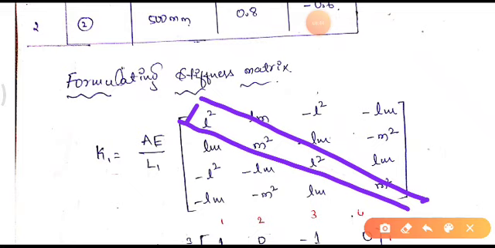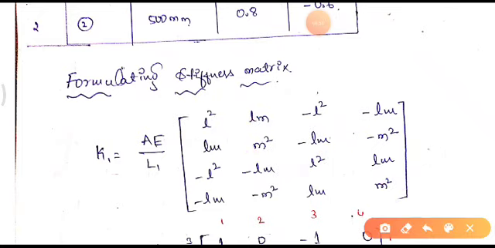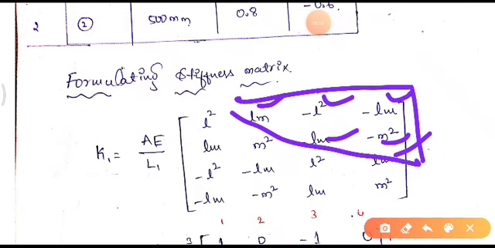See here, L square, Lm, minus L square, minus Lm. Once you remember this, the next step is to remember Lm, M square, minus Lm, minus M square. Next we have L square, Lm, and M square. If you remember the upper diagonal elements, then the lower diagonal elements are the same.